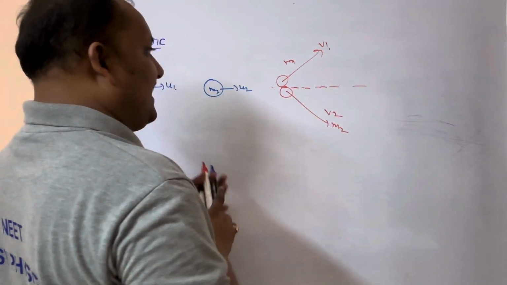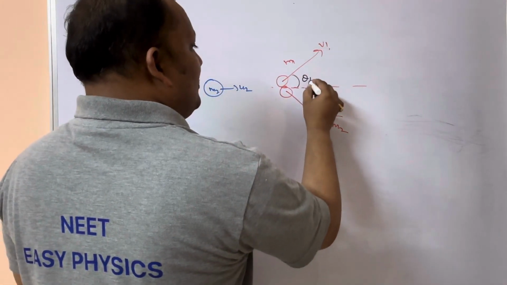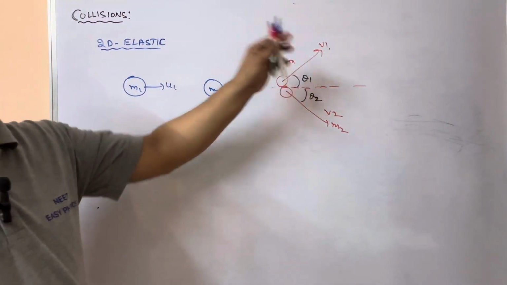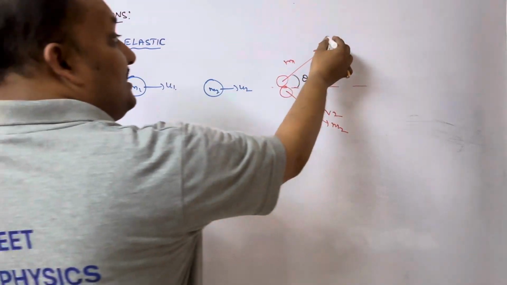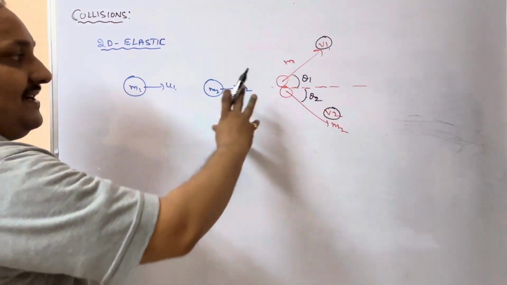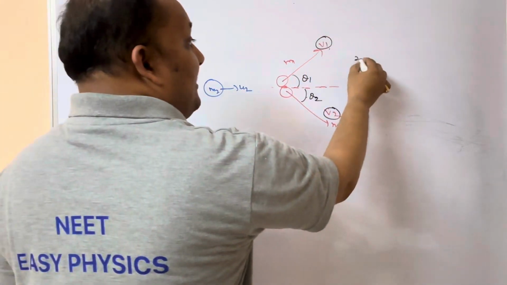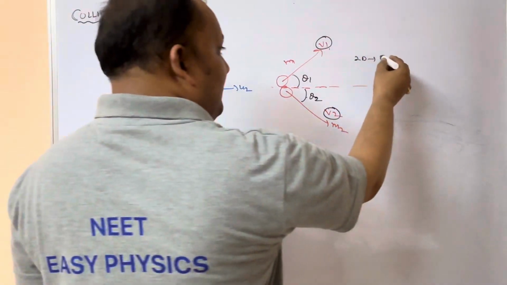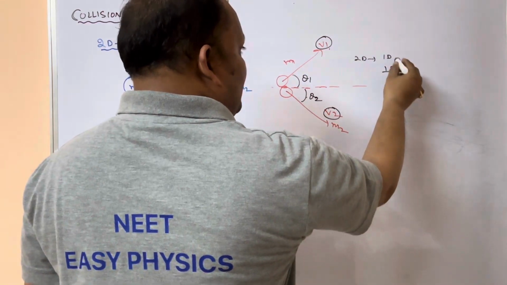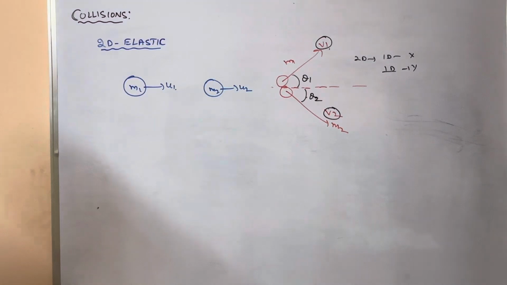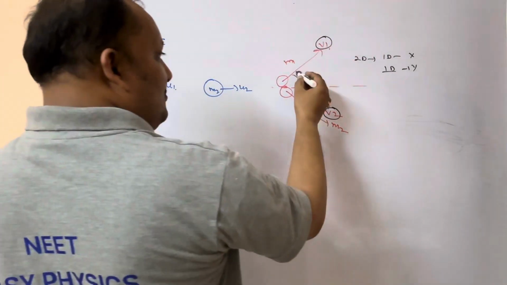So by making an angle theta 1 with horizontal, theta 2 with horizontal. m1 is making theta 1, meaning velocity v1 is making theta 1, velocity v2 is making theta 2. So whenever it is two-dimensional, we cannot discuss it properly. Therefore, this one we will divide into two one-dimensional: one is along the x axis, one is along the y axis. During projectile motion we discussed this. Therefore, resolve this v1 into two components.